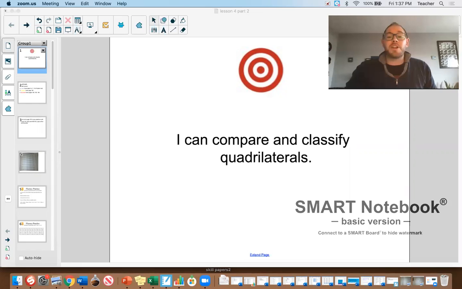So today's learning objective says, I can compare and classify quadrilaterals. It's the same objective as yesterday because today is part 2 of that lesson. And we know that comparing means we look at two different things and see what's the same between them. And classifying is when we look at the attributes or the things about the shape that we can classify and say what they are.